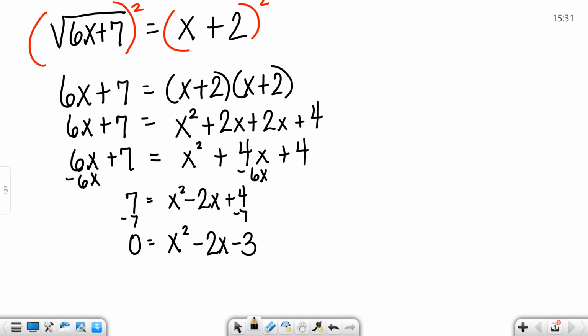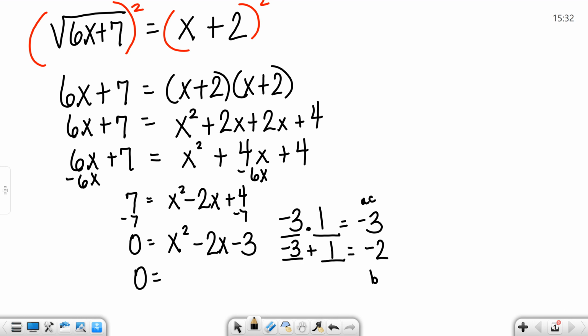All right, and once we're here, now we do that wonderful thing we love, factor. All right, we are going to factor. So I'm looking for two things that multiply to be -3, my a times c. Two things that add up to be the b value, which in this case is -2. So my numbers are -3 and +1.